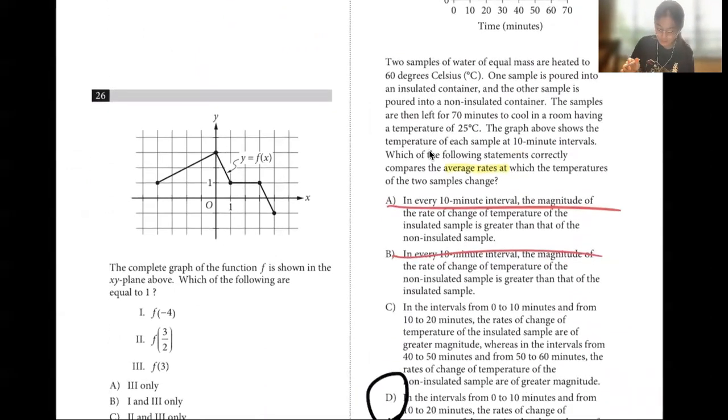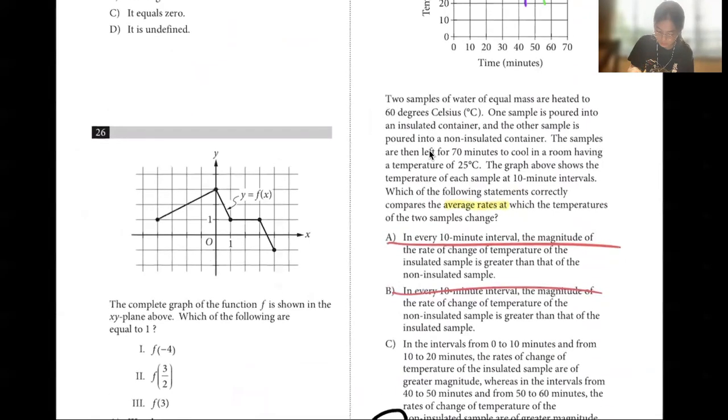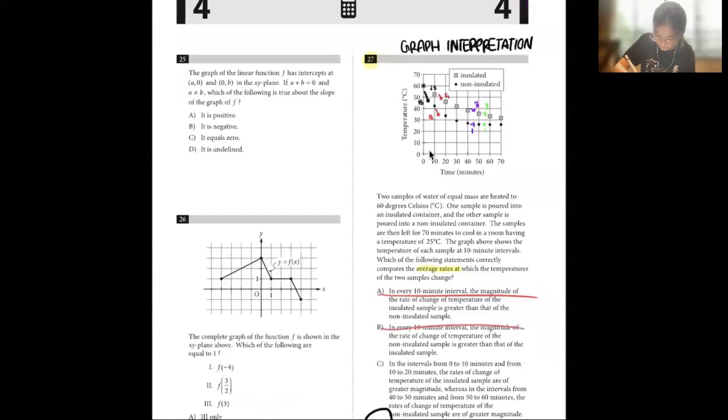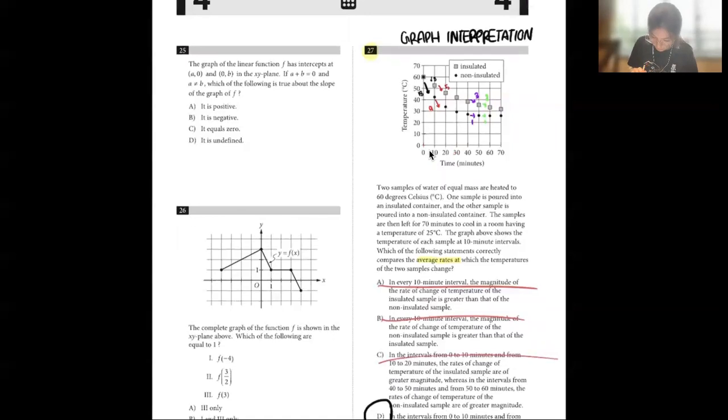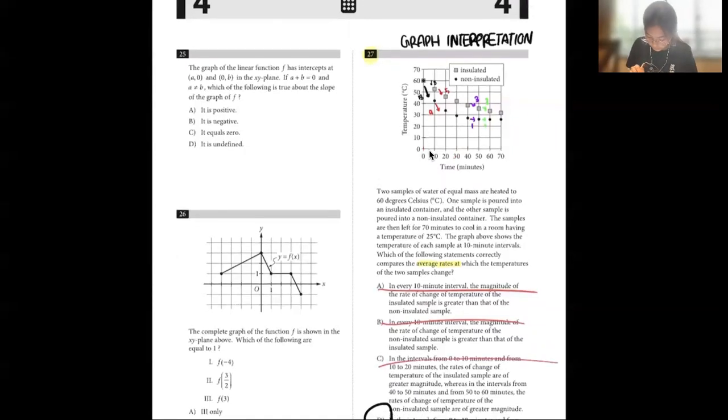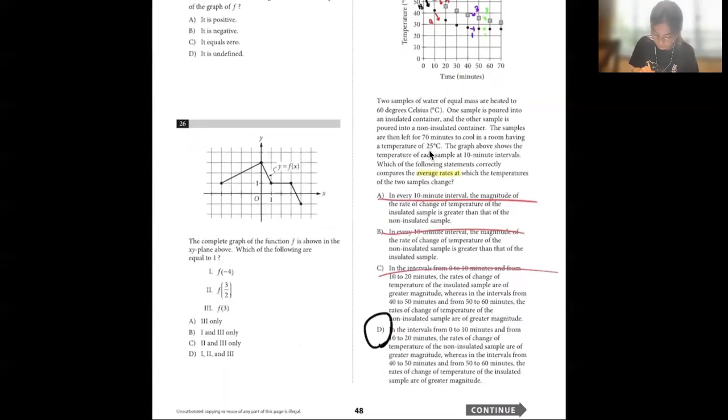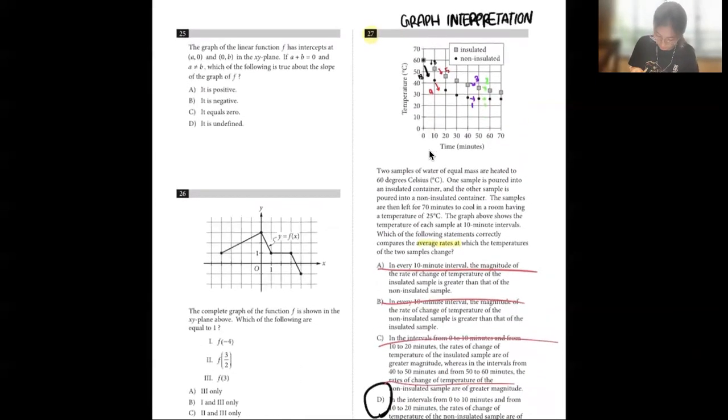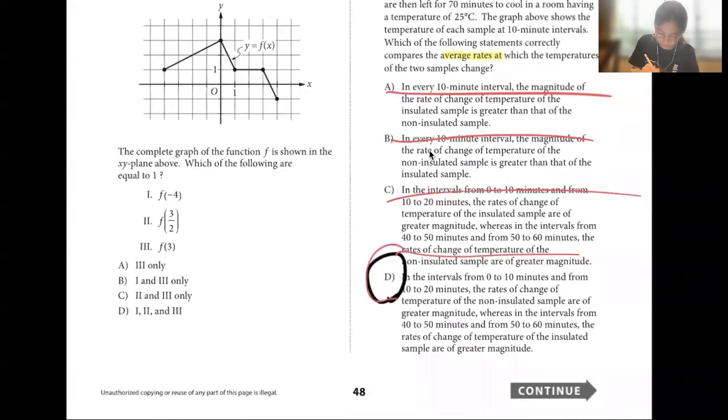Option C: in the intervals from 0 to 10 minutes and from 10 to 20, the rates of change of temperature in the insulated sample are of greater magnitude. It's less. So that's off. In the intervals from 40 to 60 minutes, the rate of change of temperature of the non-insulated sample is greater. No, that is not true. It's the opposite, right? Which leaves us with option D.